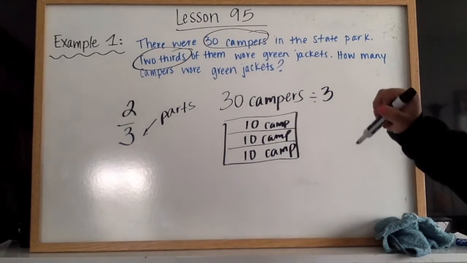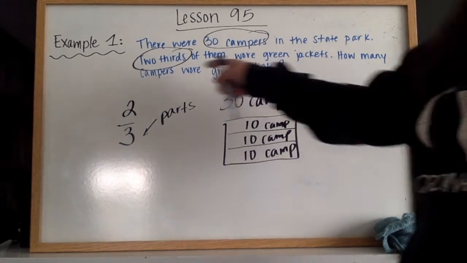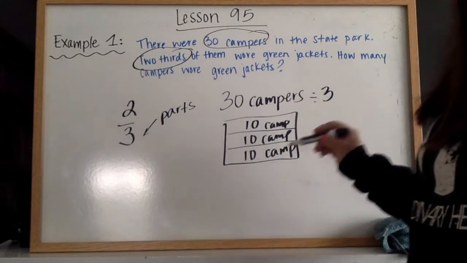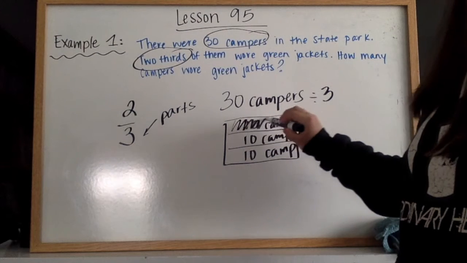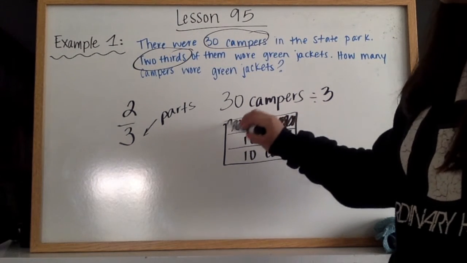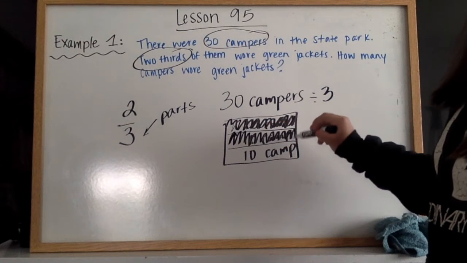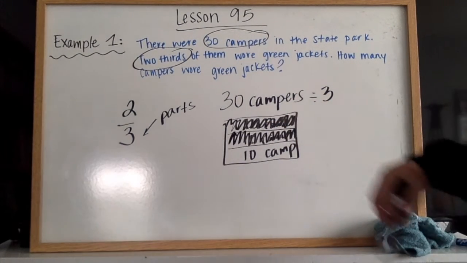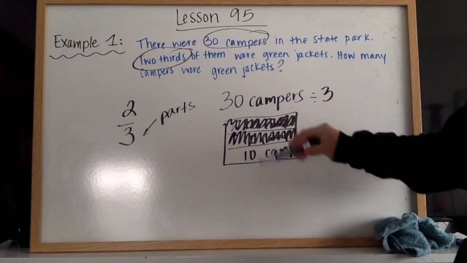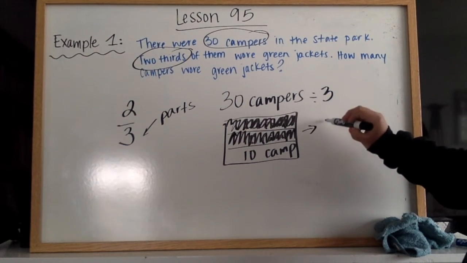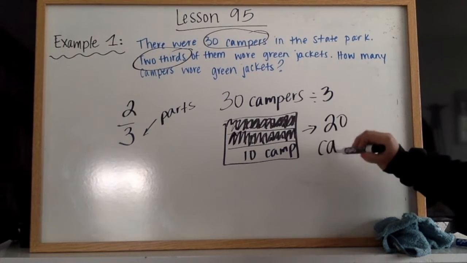Okay? But it says that 2/3 of them were, not just 1/3, 2 of them. So 1/3, 2/3. So how many total campers was that then? Well, we've got 10, 10, and 10. So just these two filled in, that would be 20 campers.